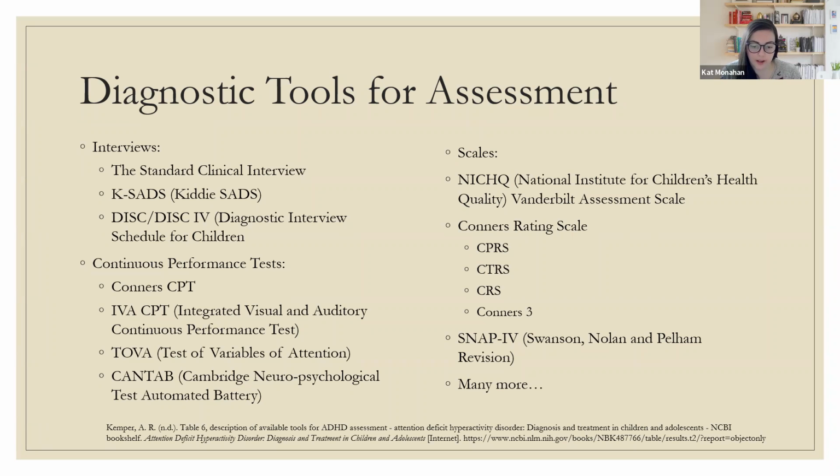And the last scale that I looked at for this presentation is the SNAP-IV, or the Swanson, Nolan, and Pelham revision. This scale assesses ADHD predominantly inattentive, hyperactive-impulsive, and combined type. And it is a parent-teacher questionnaire, and the questions are rated based on frequency on a scale of 0 to 3: not at all, just a little, quite a bit, and very much.